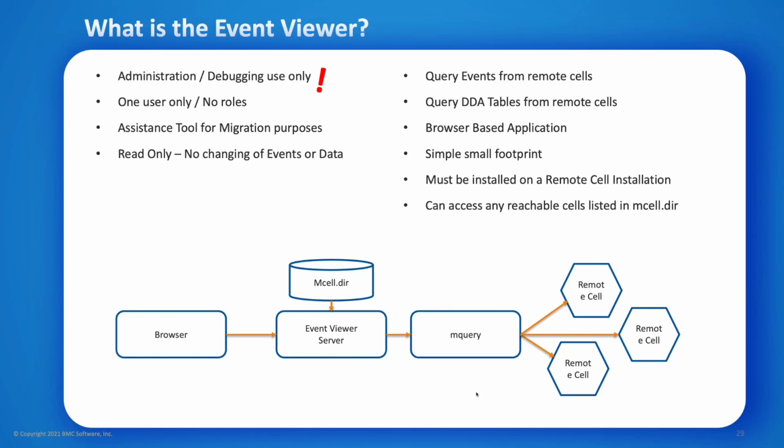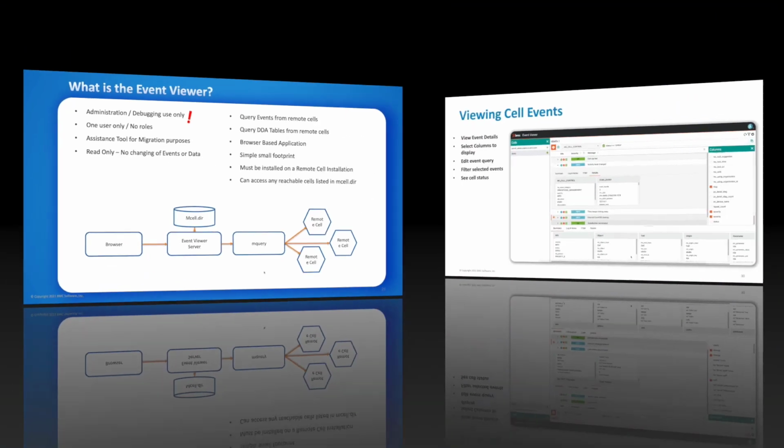It must be installed on a remote cell installation. So it needs, for instance, mQuery to query the cells. So it needs to have access to certain executables of the cell installation to be able to query the cells. And where you install the event viewer, you have to have access to all the cells that you want to view with it. So it doesn't have to be installed on every remote cell. It just has to be installed in one place where you have access to mQuery and from where you can reach all the cells that you want to view.